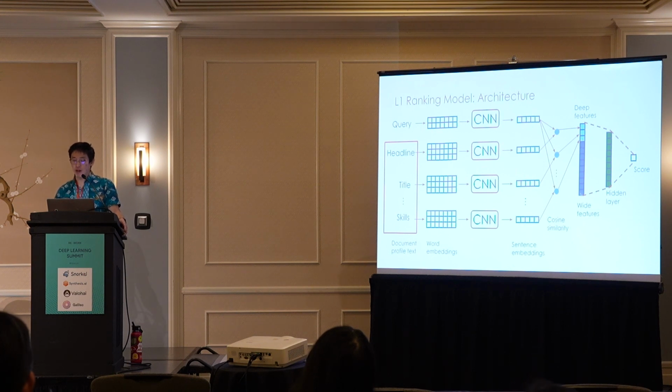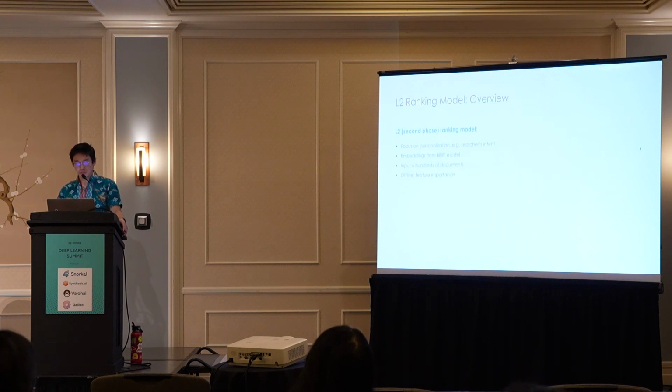The wide features, on the other hand, is just a fancy way of saying numeric features. Some of the things that I talked about before, like number of common connections and things like that, might appear in this wide features vector over here. So after we've concatenated all of them, those go through a couple more layers, and out comes the score. That was the L1 ranking. As a recap, our input was thousands of documents, and our output is hundreds of documents.